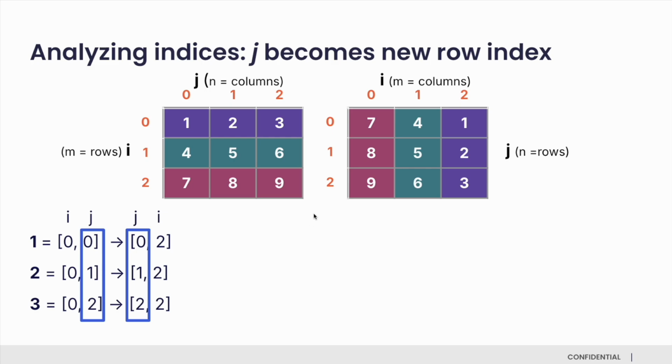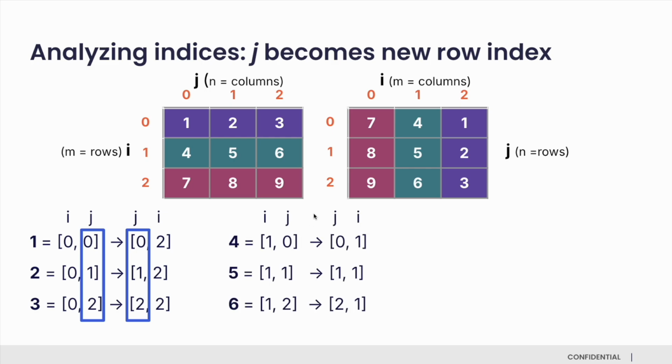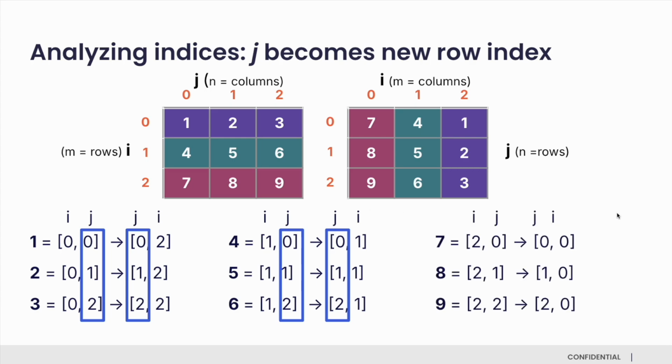The same is true for the next row, 4, 5, 6. The J index flips from the original to the rotated, and those numbers remain the same. And the same thing is here for the numbers 7, 8, 9 in the final row. That also becomes a column, and the J index location remains the same. So the key pattern here that we want to notice is the column indices in the original matrix are now becoming the row indices in the rotated matrix. This means they map directly from the original matrix into the rotated matrix.